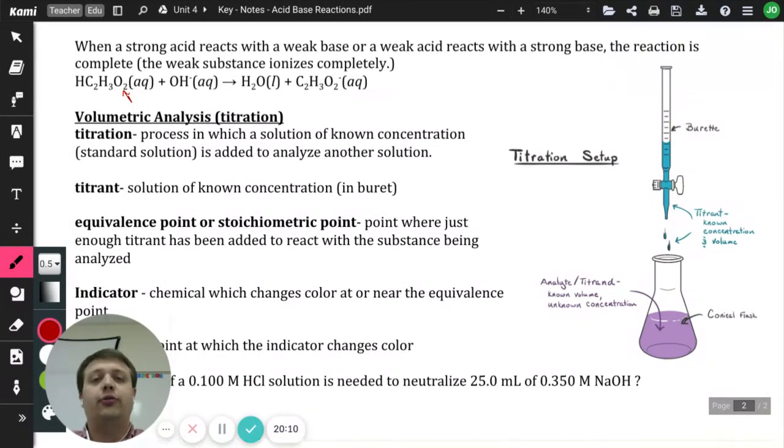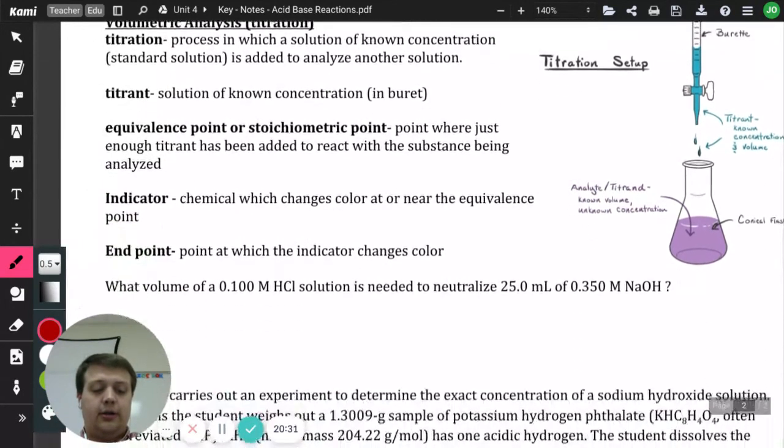Okay? All right. So, next thing with acids and bases is a titration. Titrations are also called volumetric analysis. Basically, it's a process where we're going to add a solution of known concentration to another solution, and we're doing that so that we are going to be able to analyze what's going on with that other solution.